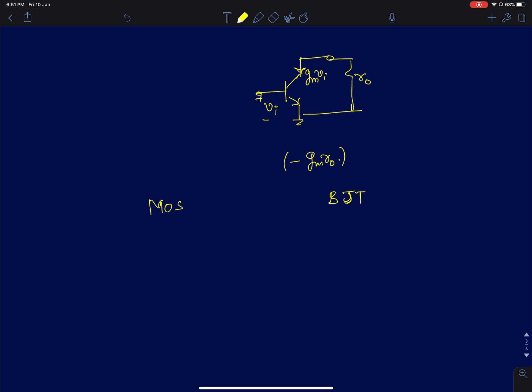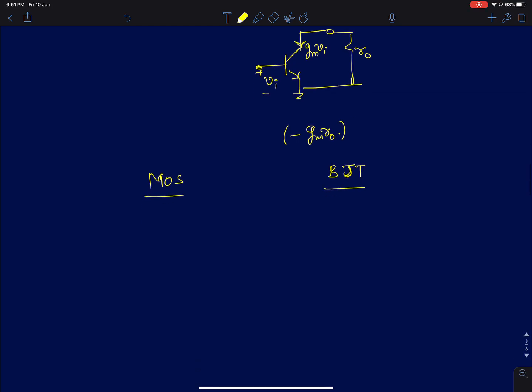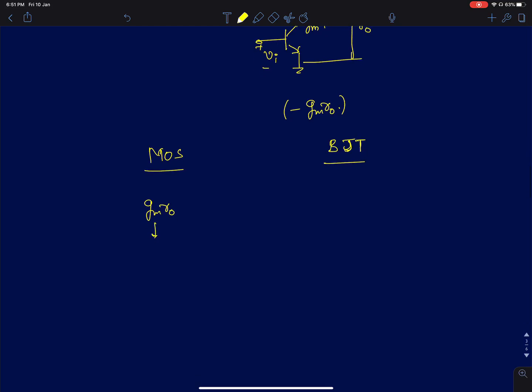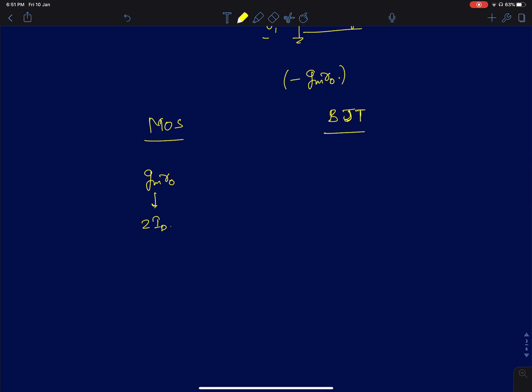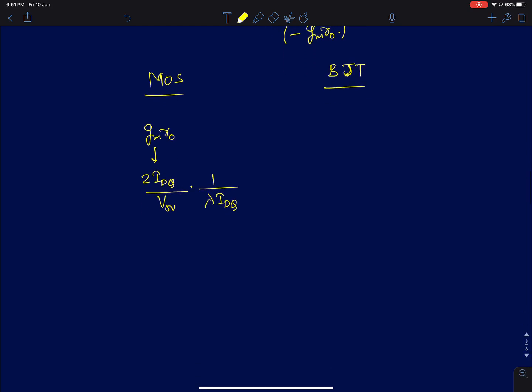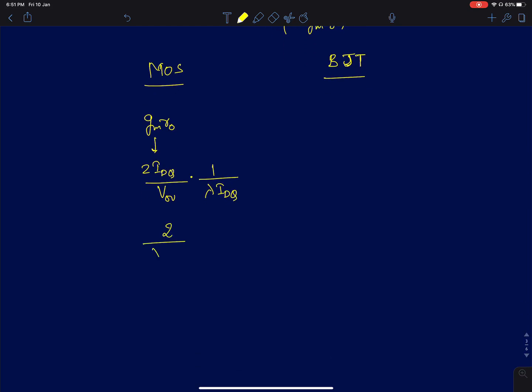We discussed that. But here we'll compare the intrinsic gains of MOS versus BJT. In a MOSFET, your Gm is given by the drain quiescent current upon V overdrive of the MOSFET, and R naught is given by 1 by lambda times the drain quiescent current. So you get the intrinsic gain as 1 by lambda into V overdrive.